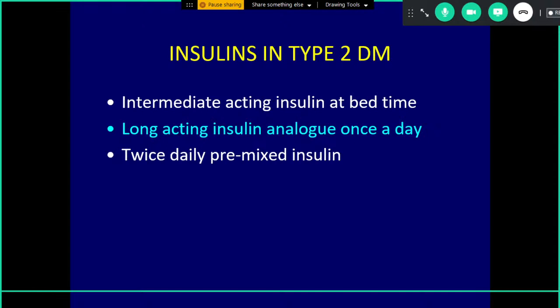Then there is another category in which you need to give what used to be called secondary OHA failure, that there's not enough insulin being produced. Henceforth, they will require insulin either added on to their oral agents or a replacement for their oral agents. And that's what we need to really understand.